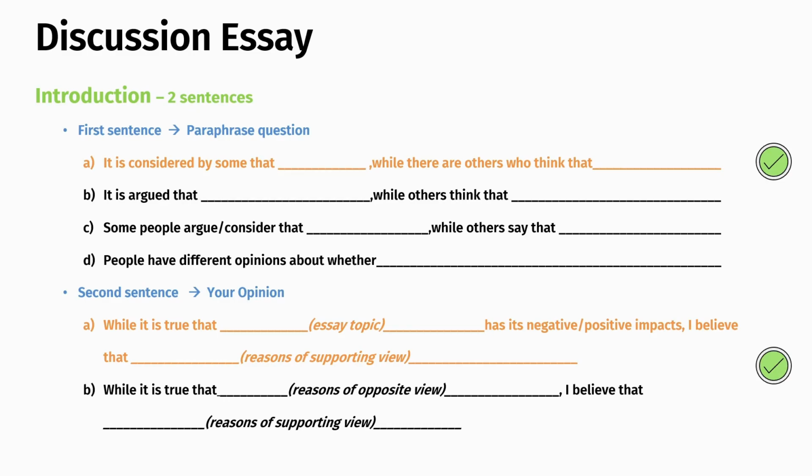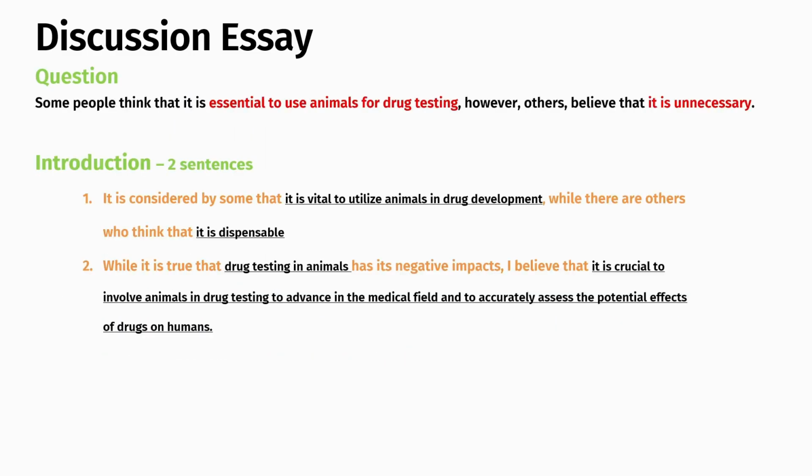Now going to a sample introduction. So our question was, some people think that it is essential to use animals for drug testing. However, others believe that it is unnecessary. So identify the two views here. The first view is it is essential to use animals for drug testing, and the opposite view is it is unnecessary.